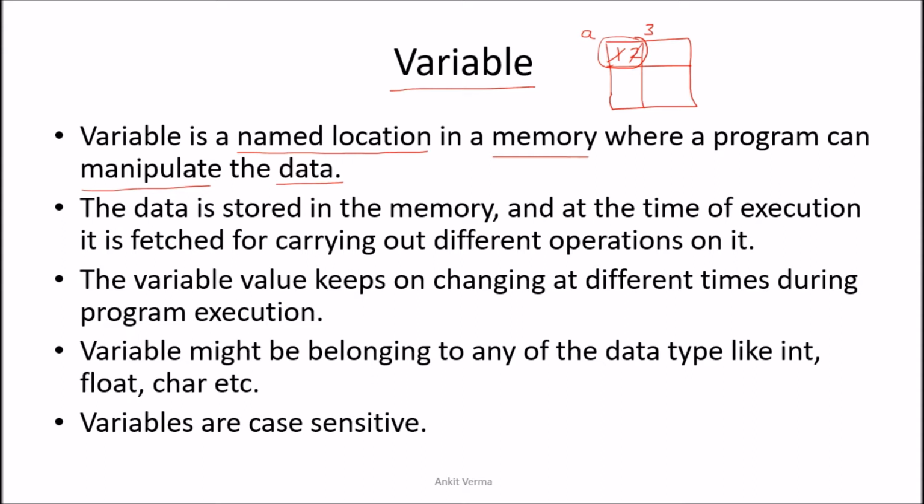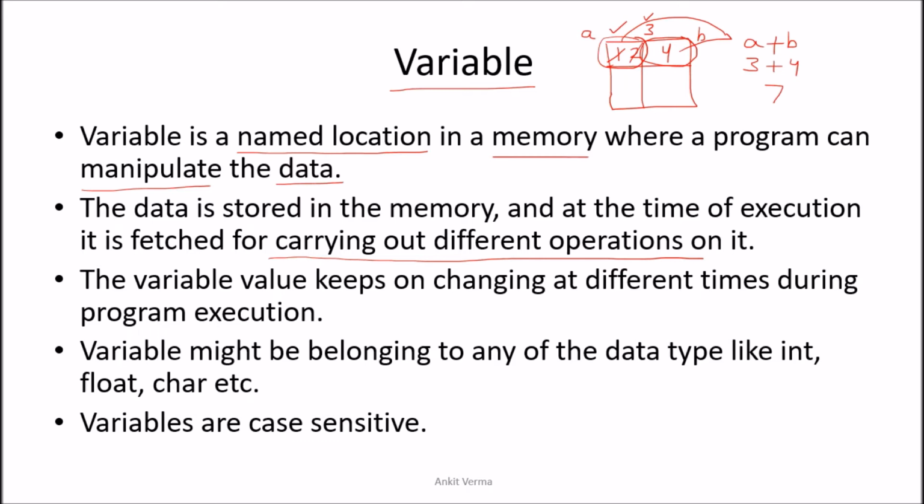The data is stored in memory and at the time of execution is fetched for carrying out different operations on it. So basically this variable is going to store the data, and once we want to operate on something, let us suppose that this is variable a and this is variable b, and the value of variable a is 3 and the value of b is 4. Further, we can fetch these values to perform a plus b, and they will fetch the values 3 plus 4 and the result will come. That will be 7. So different operations can be performed on the variable.